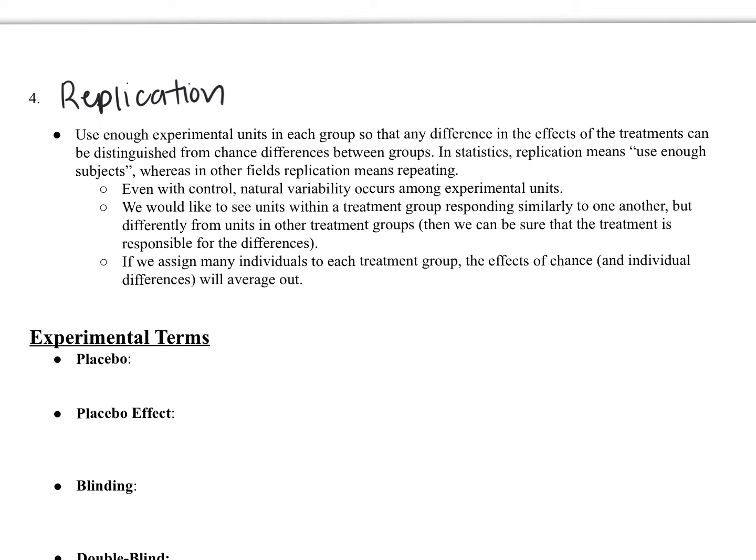Even with control, natural variability occurs among experimental units. We would like to see units within a treatment group responding similarly to one another, but differently from units in another treatment group. That way we can be sure that the treatment is responsible for the differences. If we assign many individuals to each treatment group, the effects of chance and individual differences will average out.